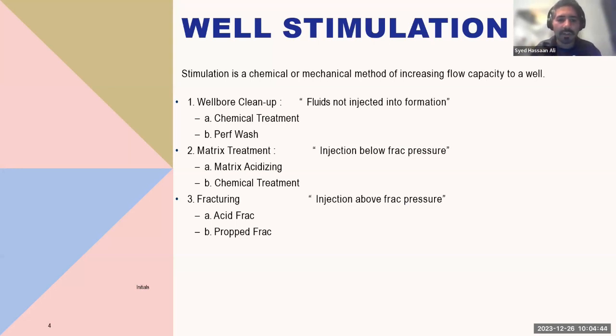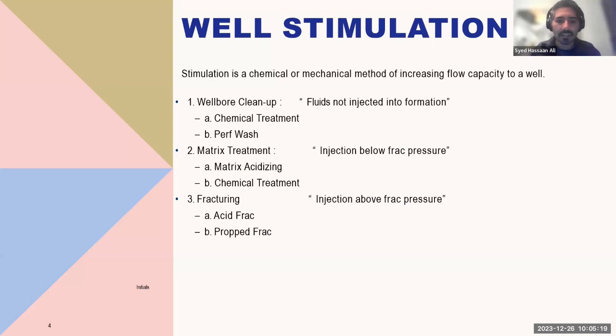The other is called matrix treatment, in which certain chemicals, including acid, primarily hydrochloric acid, and solvents are injected into the reservoir. Now, this matrix treatment is different from fracking because this injection is done at a pressure much below the frac pressure. Frac pressure, the pressure at which your formation rocks will crack open, is very important, because in matrix treatment this injection is done below that frac pressure.